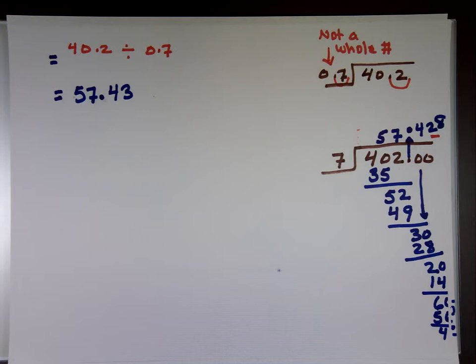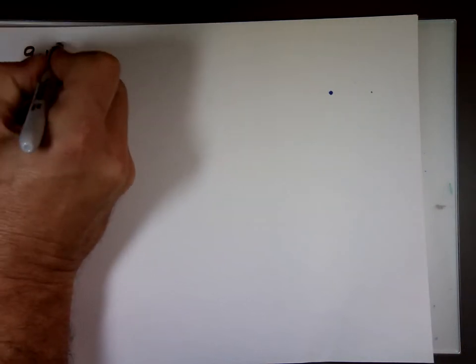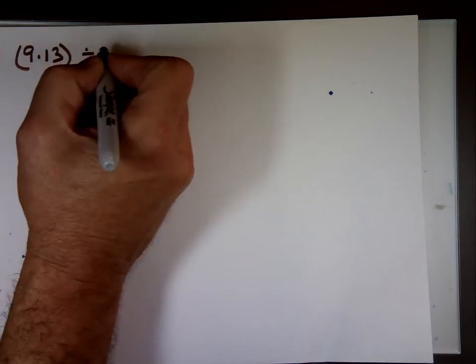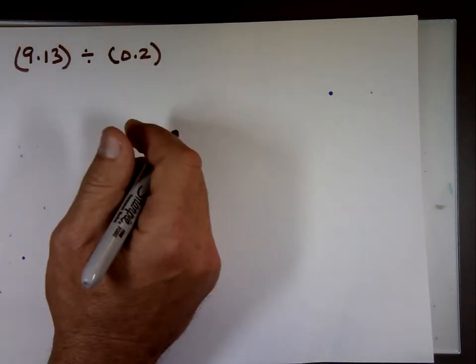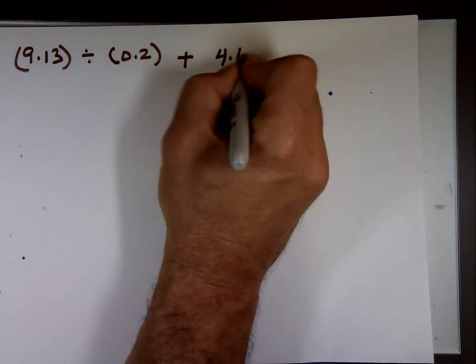So let's have fun and pull one that combines all the stuff that we learned. Here we go. Let's pull one. I have 9.13 divided by parentheses 0.2. You don't need the parentheses, but we put them there too. Plus 4.6 squared.